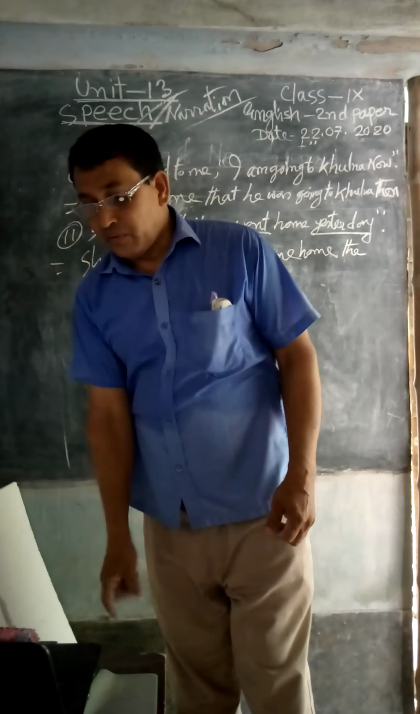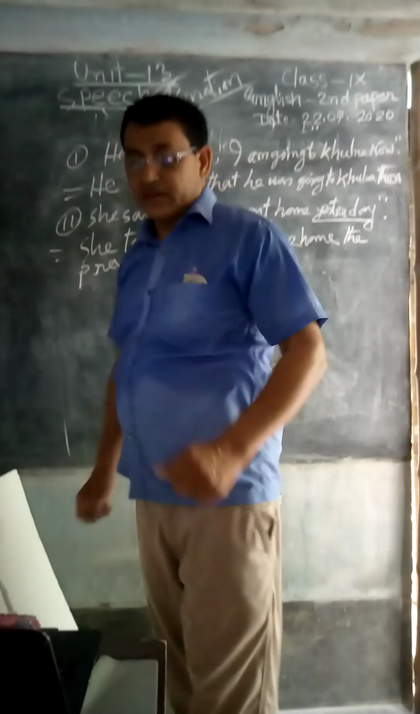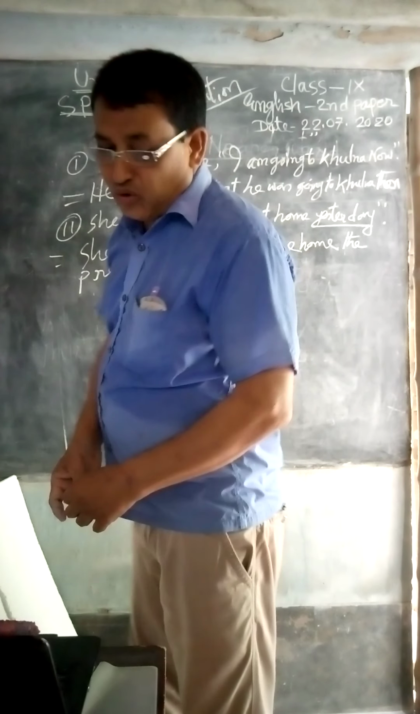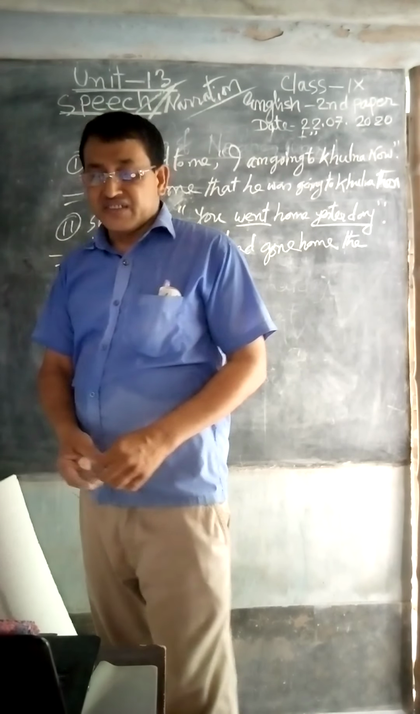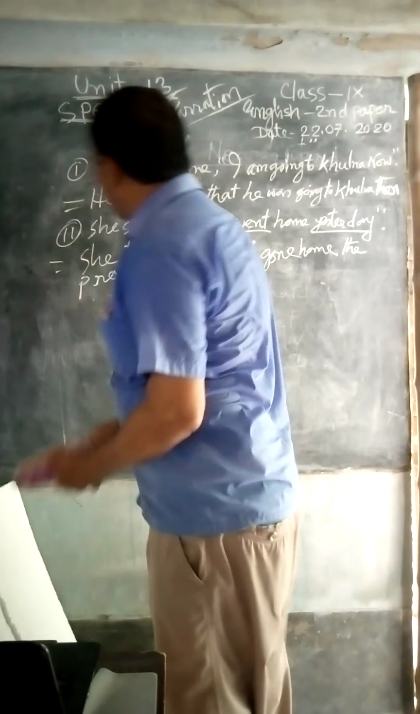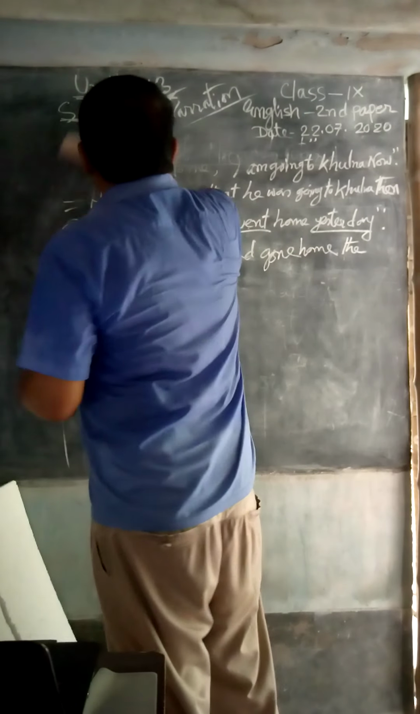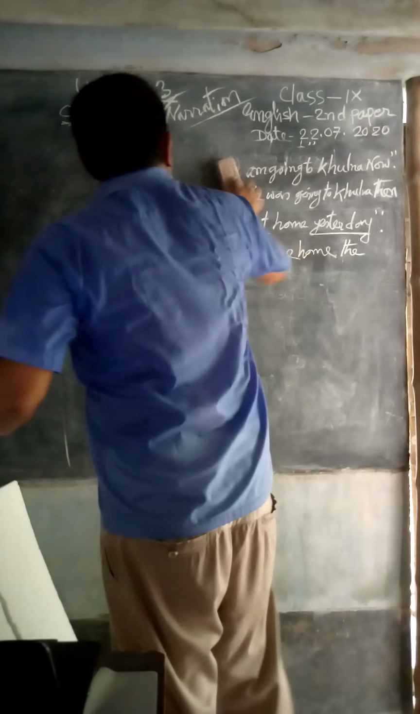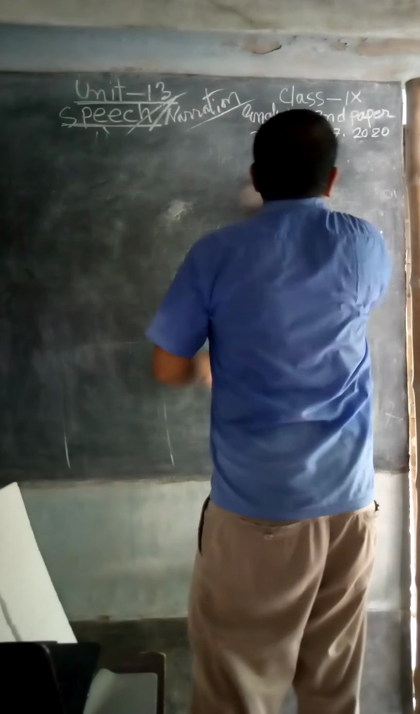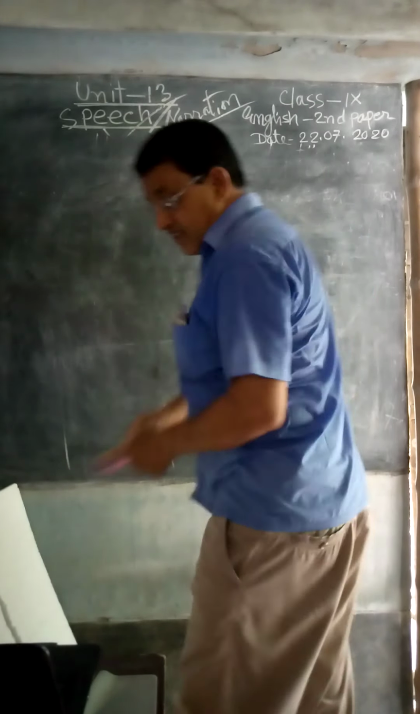Now, homework. In your notebook, you will write the symbols of the 5 kinds of sentence, or you will find out how you can do it next time.